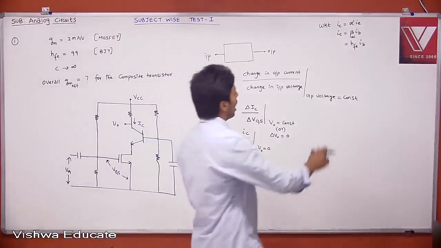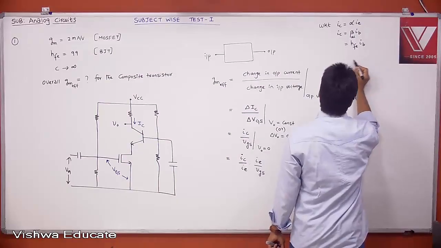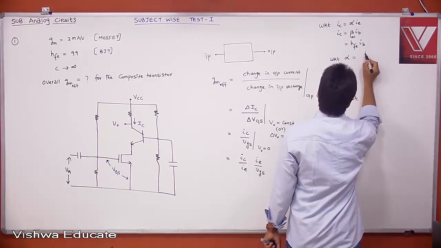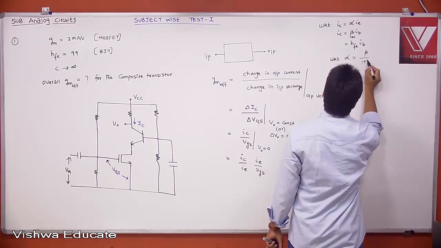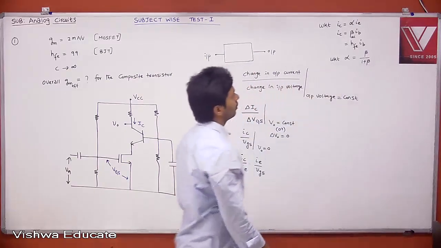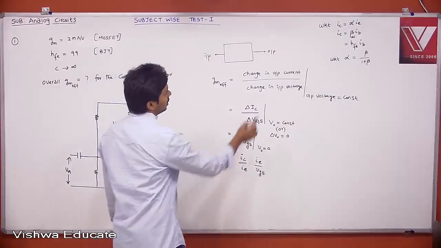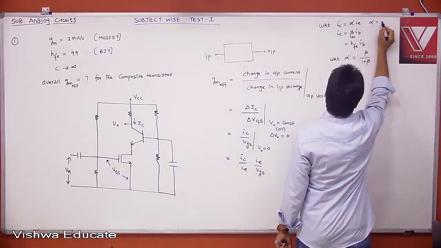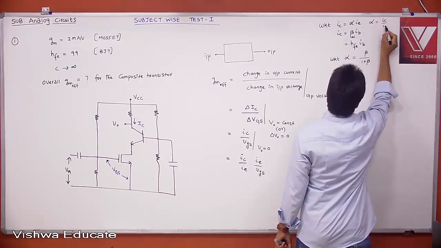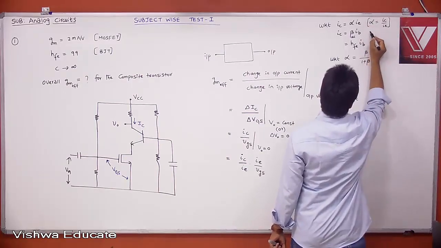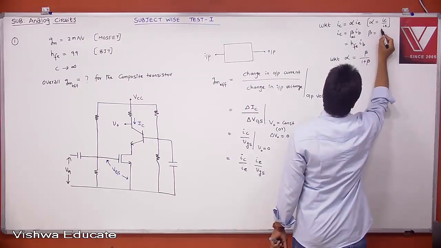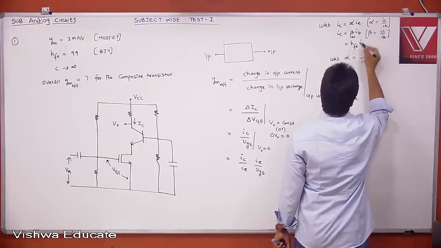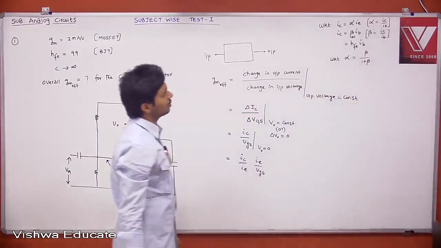And I gave the relationship between alpha and beta. Therefore, we know that alpha is equal to beta divided by 1 plus beta. Therefore, IC by IE is nothing but your alpha, so alpha is nothing but IC divided by IE. Okay, what is your beta? Beta is nothing but IC divided by IB. We know all these things, right? Beta AC is nothing but HFE.